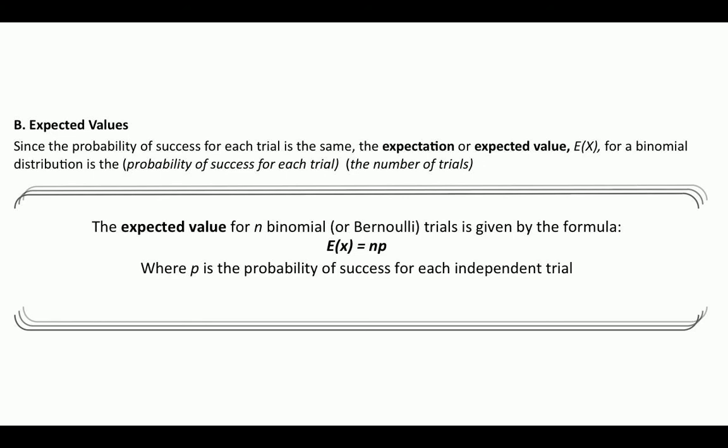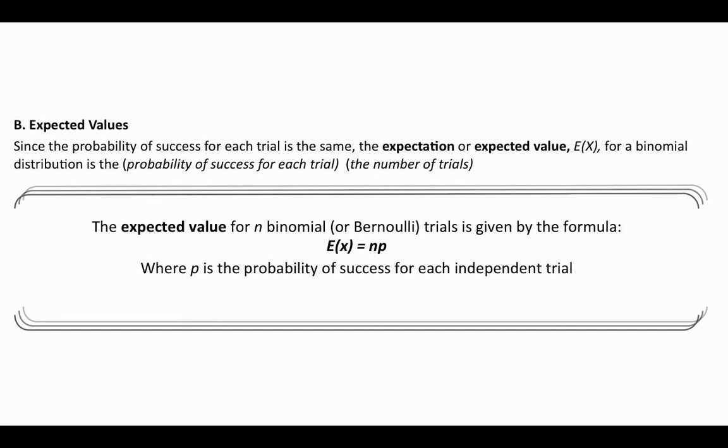Because the probability of success for each trial is the same, the expectation value for a binomial distribution is the probability of success for each trial times the number of trials. So remember, our probability of success was 1/6, and our number of trials was 3. So 3 times a sixth was 3/6, which was our half, just like we got.